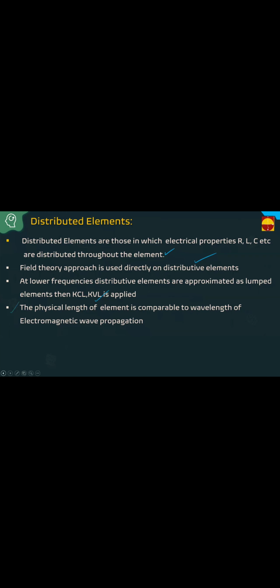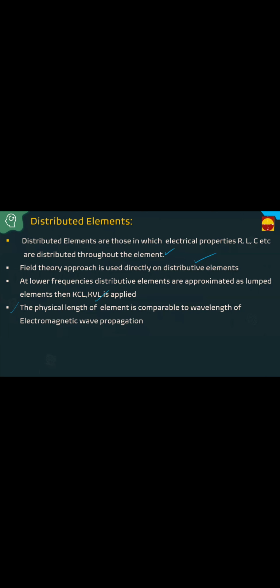If you take the electromagnetic wave propagation for 50 Hz, the wavelength is 6,000 km. The length of the line is also in kilometers, and the wavelength is also in kilometers. Both are comparable. Sir, inductor length and wavelength are not comparable, but transmission line length and wavelength are comparable. That is in kilometers.